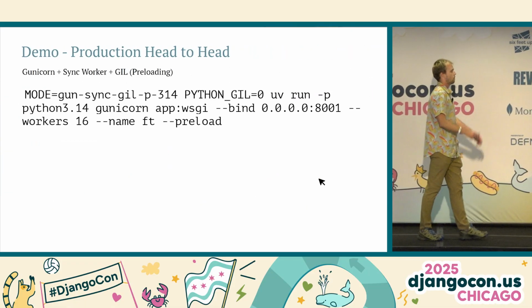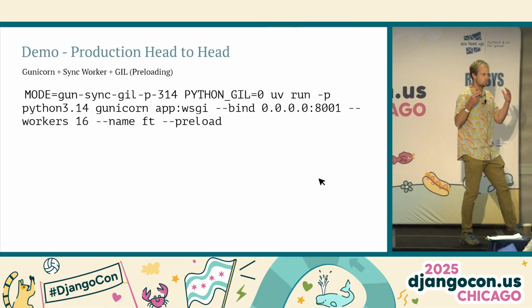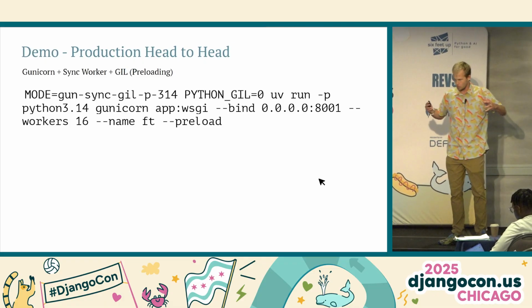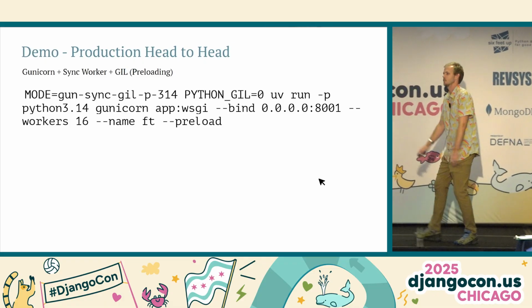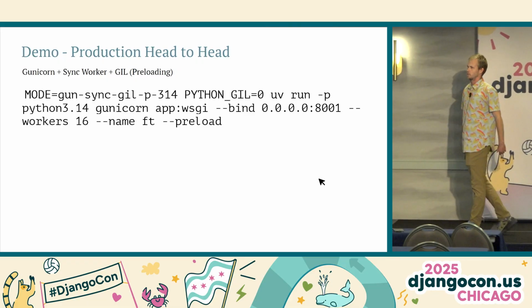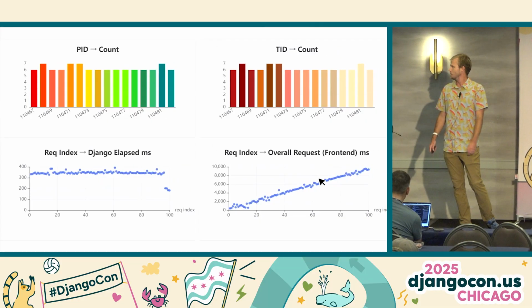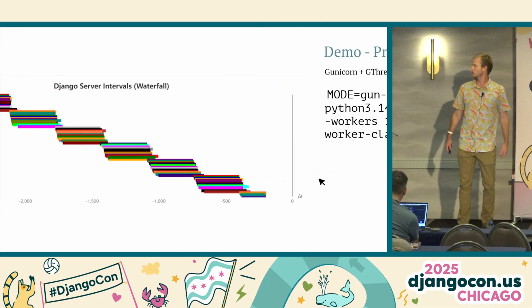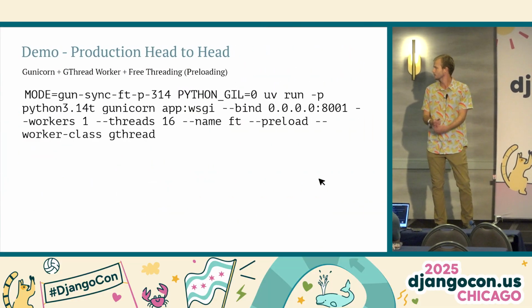And then I also ran it with this mode called preloading, which is where GUnicorn loads your entire app into memory as best it can. It loads your whole app before it forks out the child processes. And the performance is about the same, but I'm going to show you memory usage in a little bit.